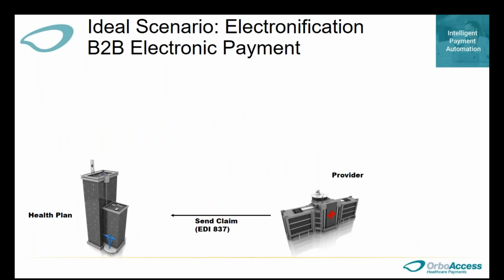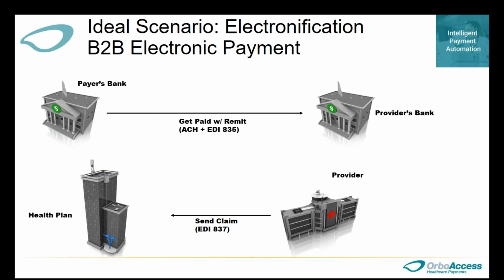Let's talk about, wouldn't it be ideal if electronification and payment reimbursement looked like this, where a provider sends a claim to the health plan, adjudicates it, and they say, hey, you know what, let's pay some of these items. And, you know, they generate a payment, they give a remit, and back it goes to the provider bank, and all is well. I think that's pretty close to how it is, right?